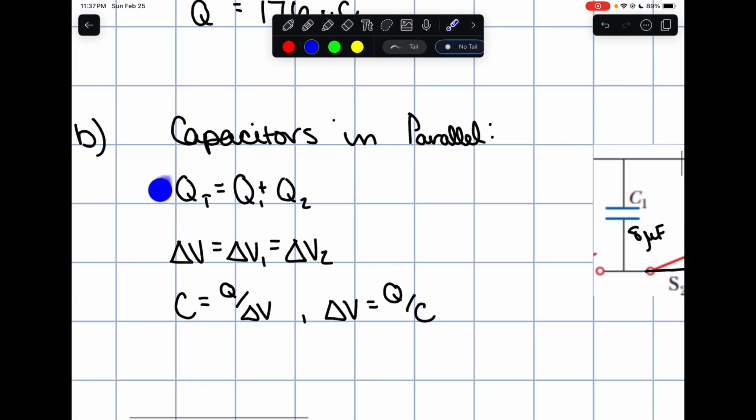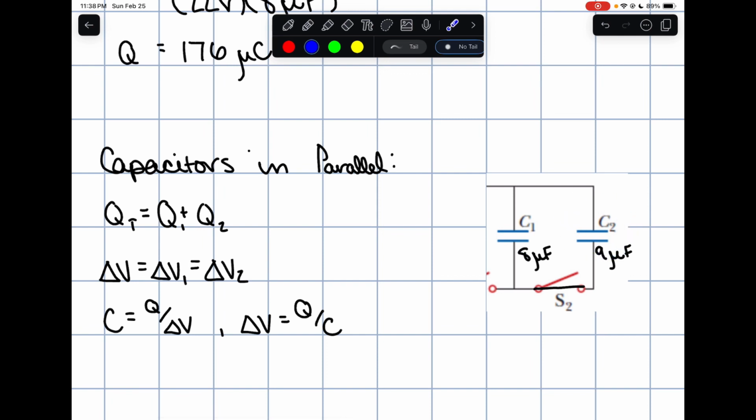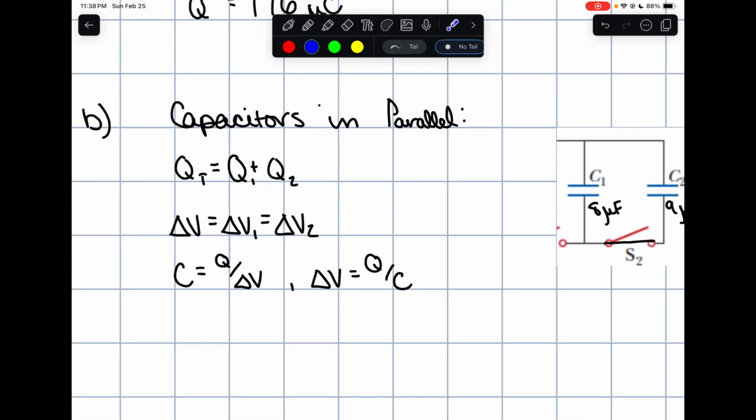First, we're going to look at their charge. We know that the total charge is equal to the charge on 1 plus the charge on 2. We know that the total voltage is equal to the voltage on 1 and the voltage on 2. So overall, capacitor 1 and capacitor 2 will both have the same voltage, but the total charge is capacitor 1's charge plus capacitor 2's charge. We also can't forget about our equation C equals Q over change in V, or as we rewrite it, change in V equals Q over C.